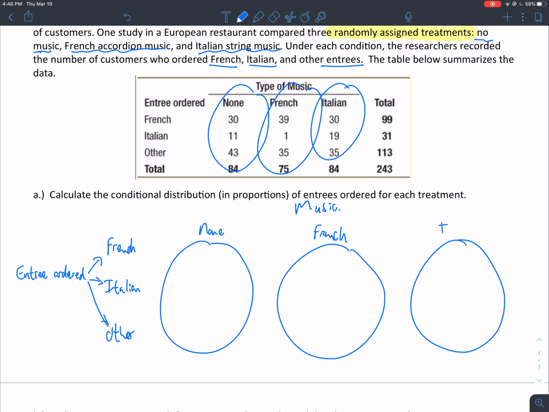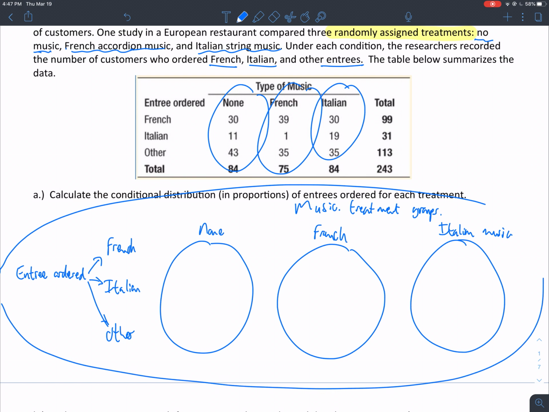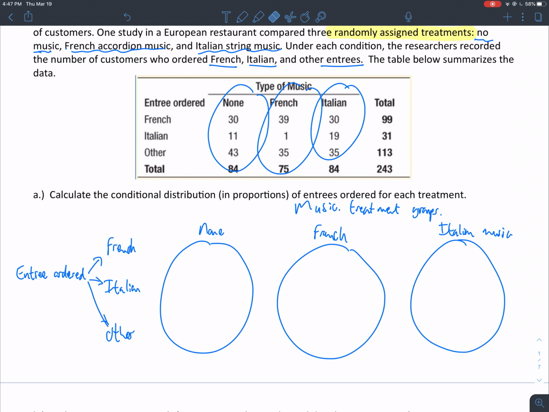Okay, and then Italian music. Now, this is not a categorical variable distributed across samples. That's not what this is. These are 3 treatment groups. Okay, it could be 3 samples, but these are 3 treatment groups. And so we can say music treatment groups. Oh, and sorry, by the way, you don't have to write this down on your note sheet. I'm just doing a bit of a comparison for you so you can see how this goes with the graphic I gave you.